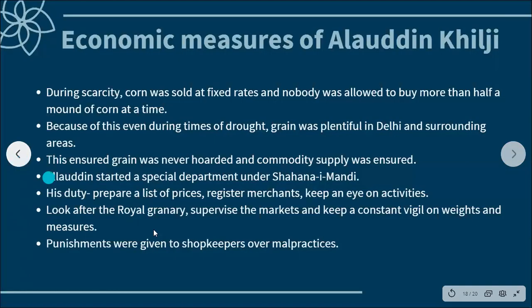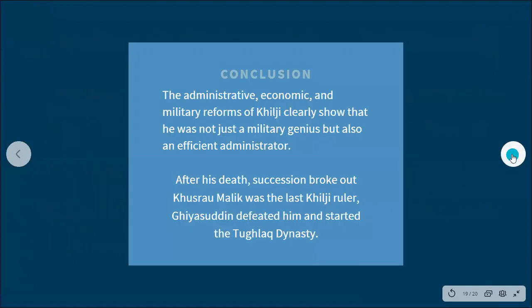All of these things, students, show greatness and maturity, right? Therefore, it is very safe to conclude that the administrative, economic, and military reforms of Khilji show that he was not just a military genius, but an efficient administrator as well. But after his death, a lot of succession struggles broke out, and Khusro Malik was the last Khilji ruler. Ghiyasuddin defeated him and started the Tughlaq dynasty.